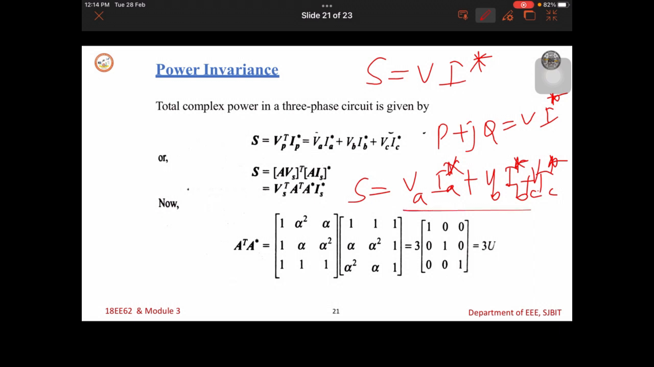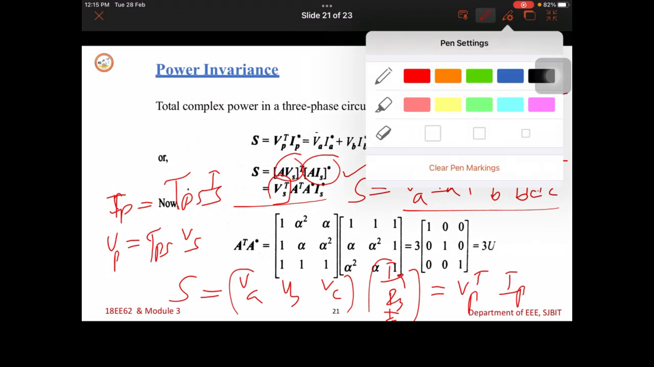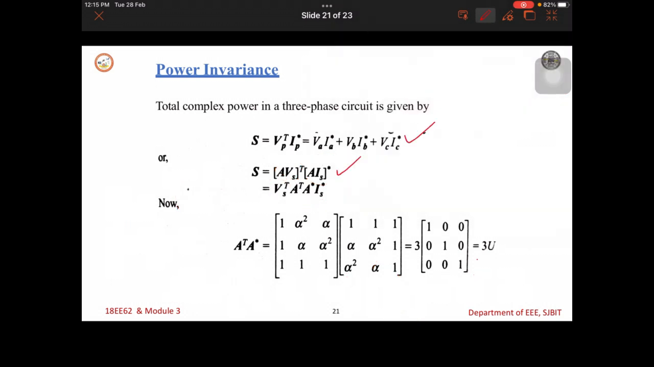Next, let us write this in matrix notation like this. S is equal to VA, VB, VC transposed, into the conjugate of IA, IB, IC. This is VP transpose into IP conjugate. We can write VP as tau PS into Vs, and IP as tau PS into Is. Simplify this and you will get this term. If you write the A transpose and A conjugate, you will get 3 times.